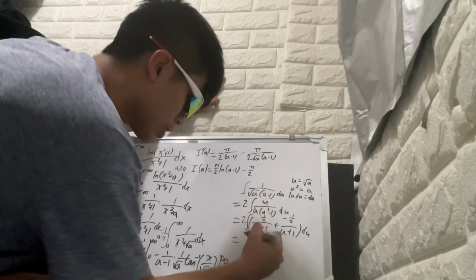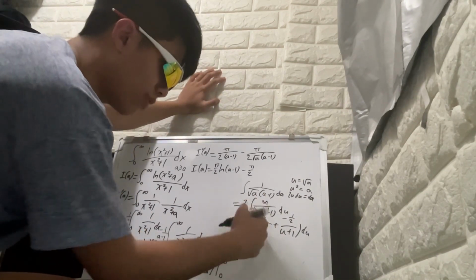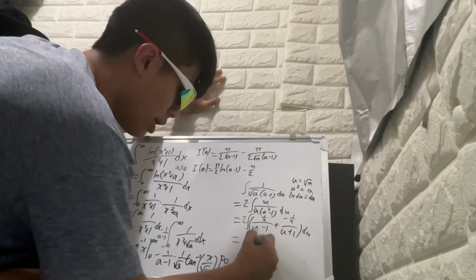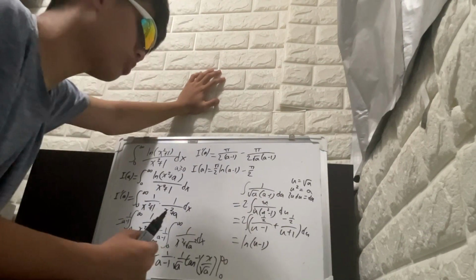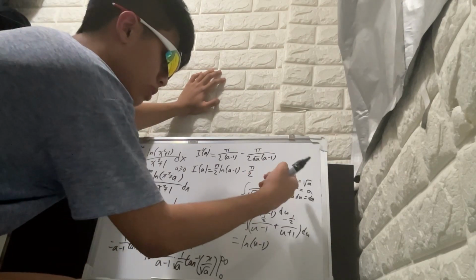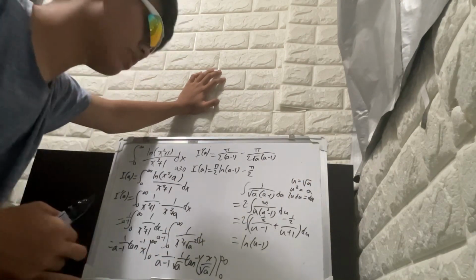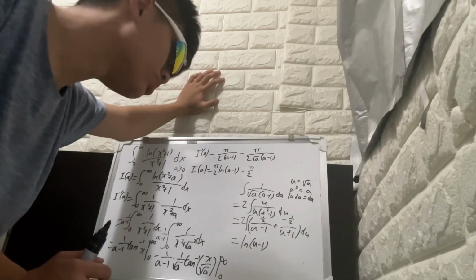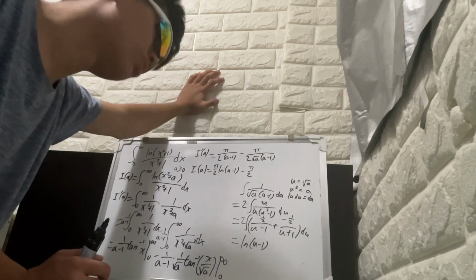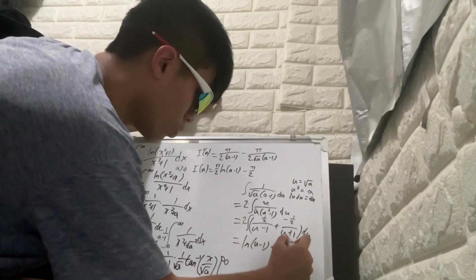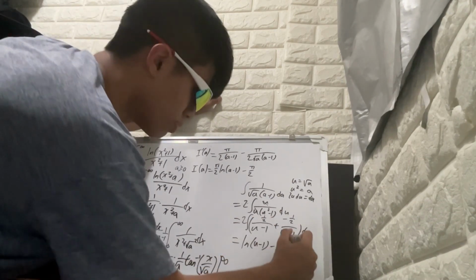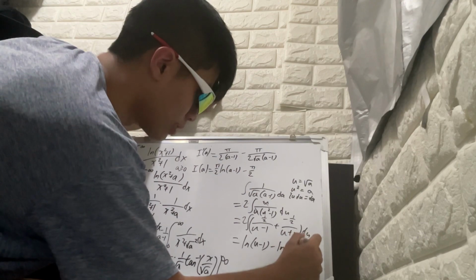You pretty much just cancel the 2 and then integrate 1 over u minus 1. You will get ln of u minus 1. Just note another domain here, because we let u equal the square root of a, so a needs to be greater than or equal to 0. And then subtract, the 2 and 2 are cancelled. You pretty much just get ln of u plus 1.